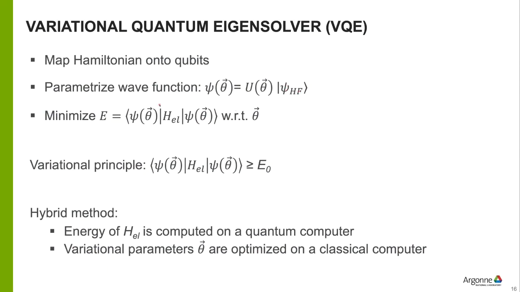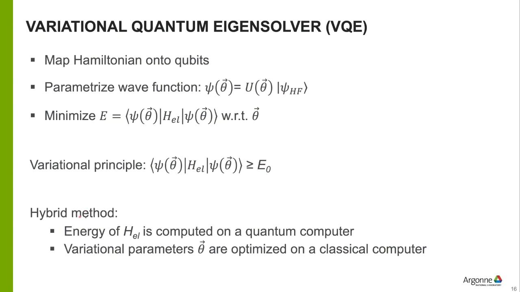And then you use the classical optimization to minimize the energy with respect to these variational parameters. And according to the variational principle, if you do it this way, your guess for the energy always stays above the real ground state value.